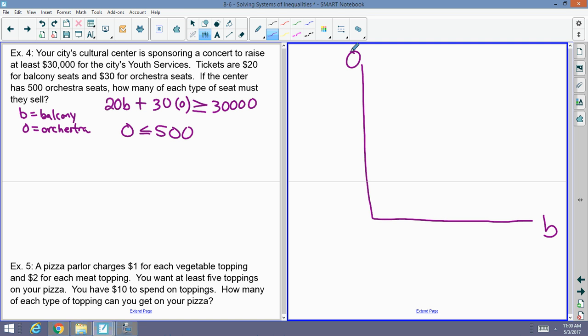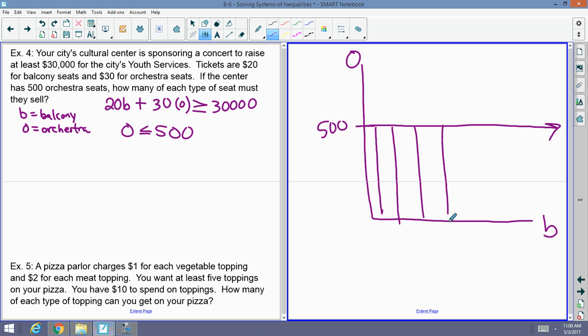Real quick, guys. O is less than or equal to 500. So here at 500, I've got a straight line, and I could go anywhere from 0 people to 500 seats. Does everyone see and understand that real quick?